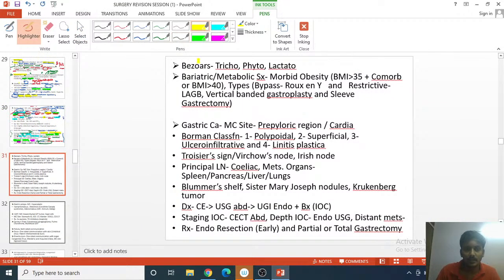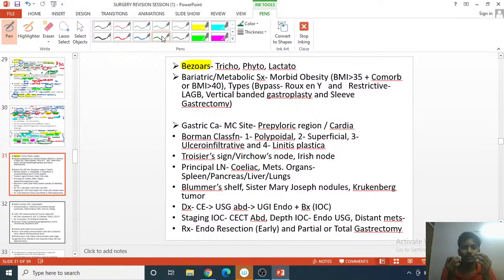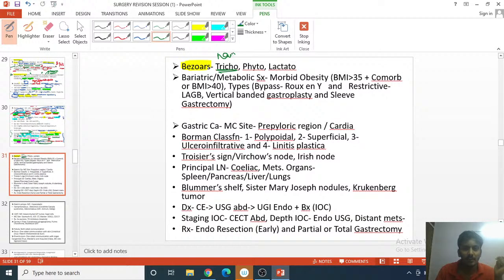Then next one is your bezoars. What are bezoars? Bezoars are nothing but accumulation of something. Okay, so first are trichobezoars. ट्राइको मतलब हेयर. ठीक है, ट्राइकोलॉजी हमने पढ़ी है ना फॉरेंसिक में. So tricho is nothing but hair. So trichobezoars are seen mainly in trichotillomania.